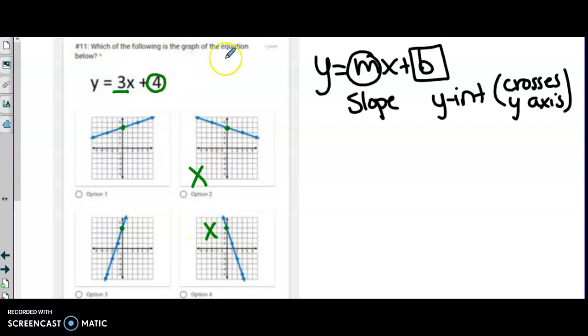Now when we actually do slope, remember slope on a graph is rise over run, so I always like to make it a fraction. If it's not already a fraction, I put it over 1.